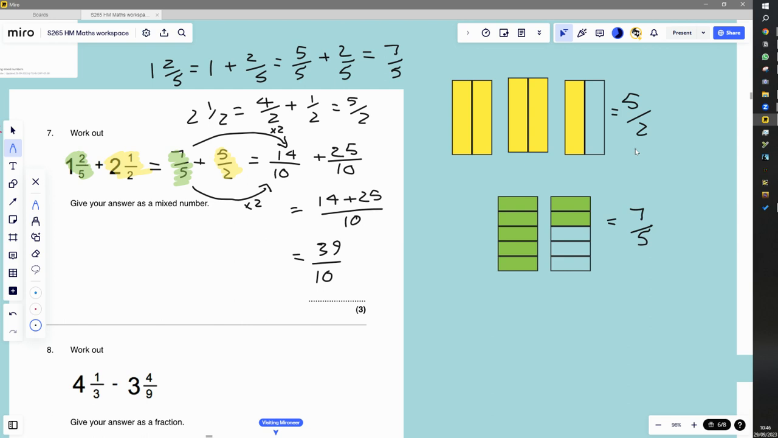We need to put it as a mixed number. So 39, I'm going to chunk that into 30 over 10, because I know that 30 over 10 will be 3. And then I have the leftover 9 over 10. 30 over 10 is 3, as I said, and then we've got 9 over 10. So 3 and 9/10 is the final answer. Let's visualize that with these pictures up here again.